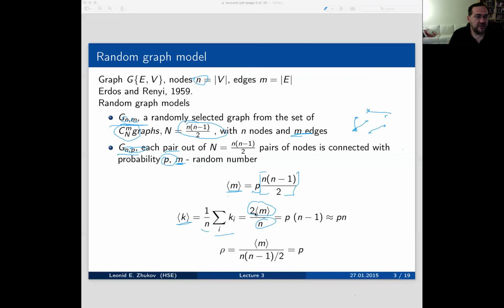Do you guys know why this is equal to 2m? Have you seen that before? No. All right. Let's look at this just for fun. Let's say we have a graph, 2 nodes. The node degree is 1. Node degree is 1. The sum of the 2 node degrees is 2. We have 1 edge. So the sum of the node degrees is equal to twice the number of edges.